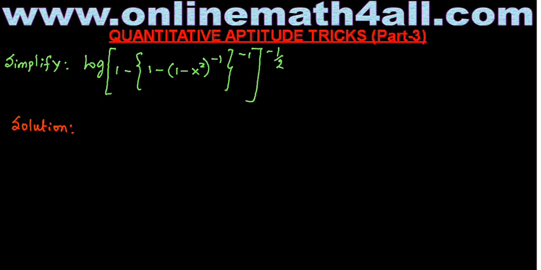Okay, this video is about Quantitative Aptitude Tricks Part 3. Here we are going to see how to solve some math problems using tricks. Here we have a problem on the board, that is simplify log of 1 minus, again 1 minus, 1 minus x squared to the power minus 1, to the power minus 1, whole to the power negative 1 over 2.